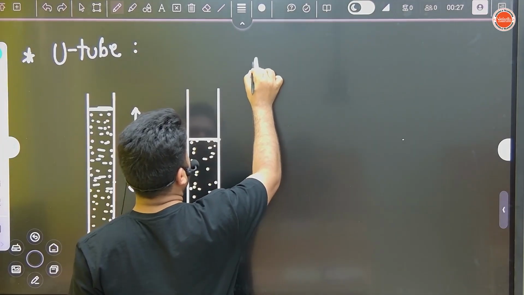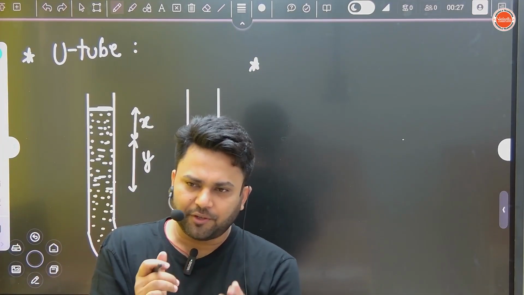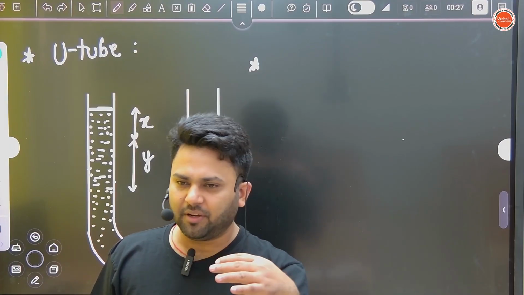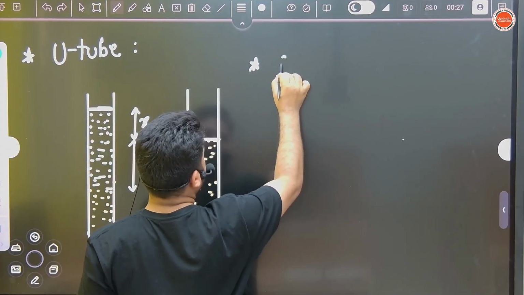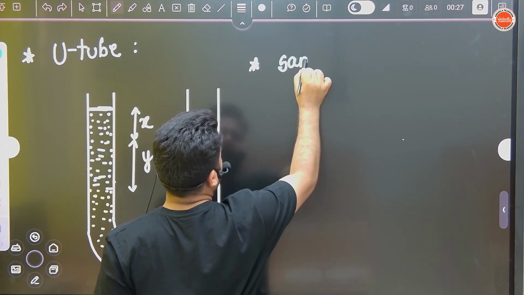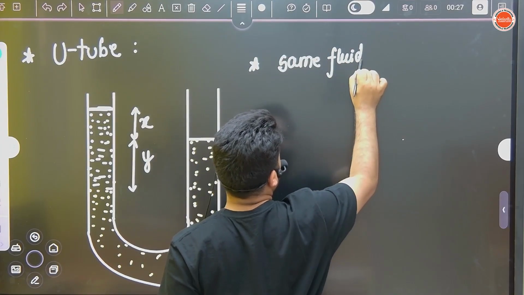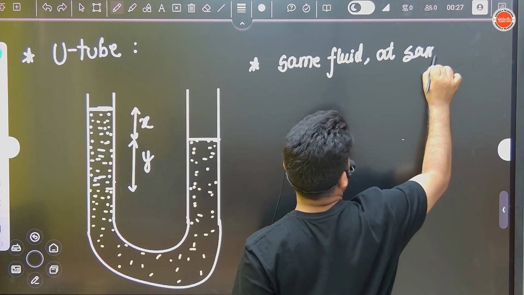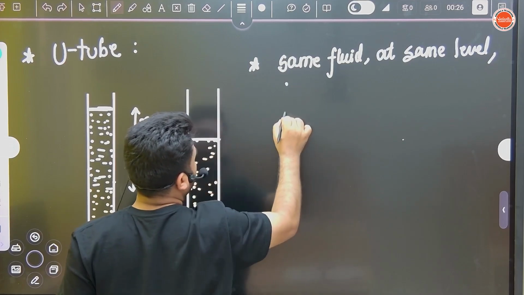Always remember one point, what I told right now. At the same level, if the container is not moving, not accelerating, pressure will be the same. One more point I am adding: if we have the same fluid, then at the same level pressure will be the same.